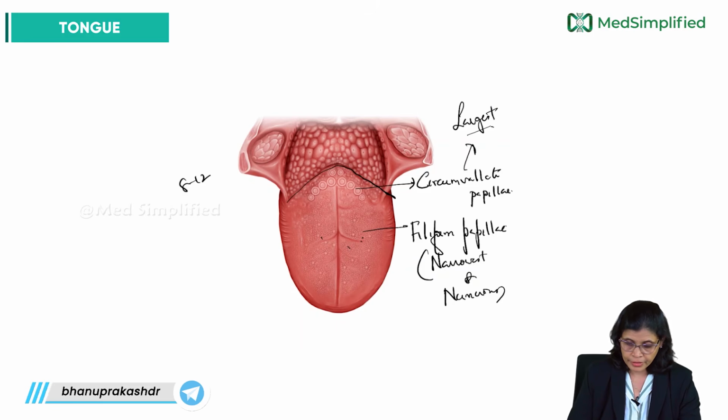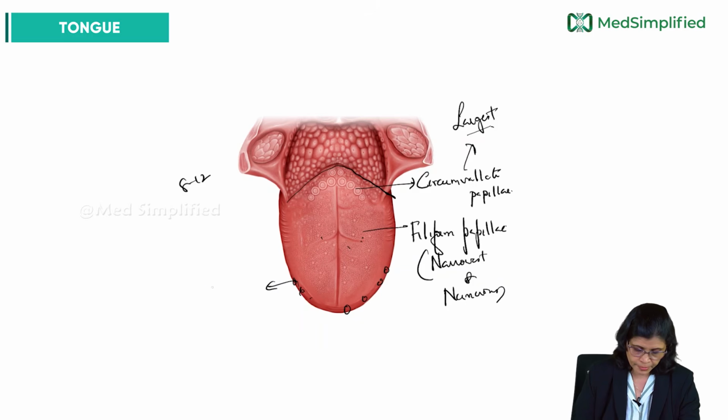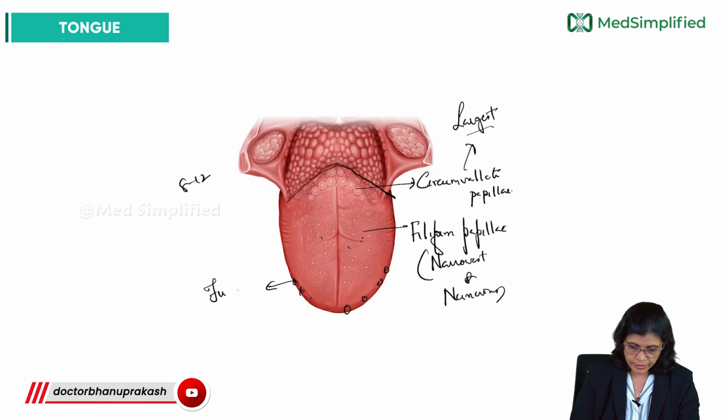Then we have the fungiform papillae. The fungiform papillae we usually see more at the apex and at the margins. They are shaped like a mushroom, like pink heads. In the living, we can see on our tongue small pink-headed papillae, like pink pinheads, they appear to the eyes.